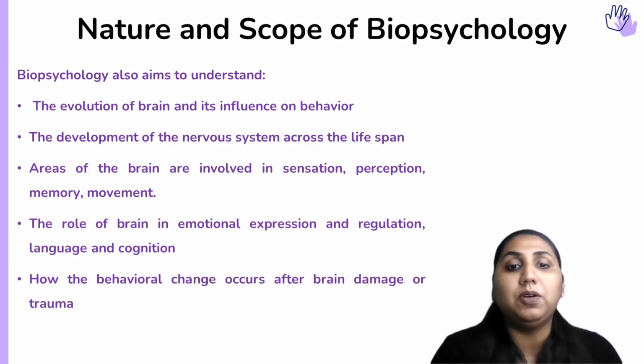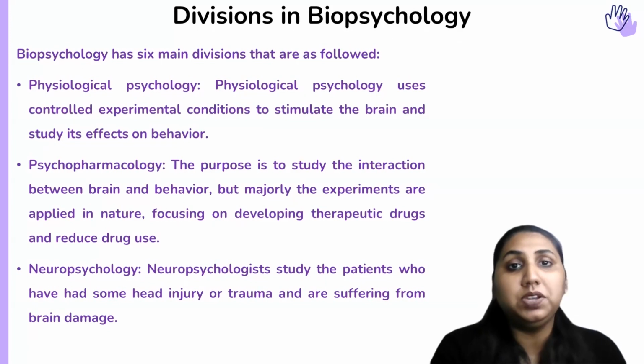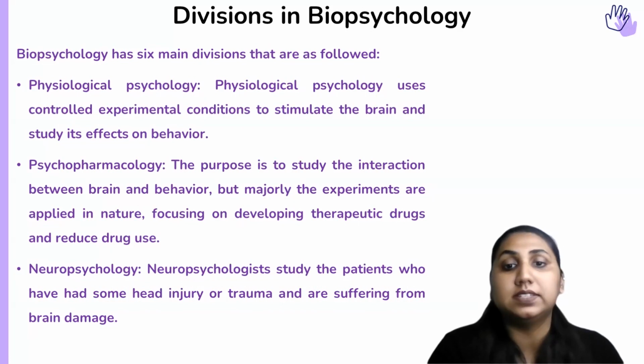All right, so this is all about the nature and scope of biopsychology. Now let's focus on the divisions of biopsychology. There are six main divisions. Understand that this is a field which is further divided into subfields. We have physiological psychology. Physiological psychology uses controlled experimental conditions to stimulate the brain and study its effect on behavior. This involves direct manipulation and then understanding the brain.